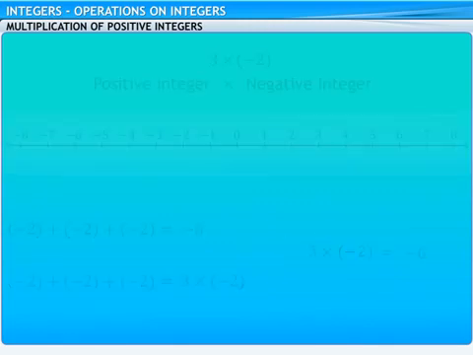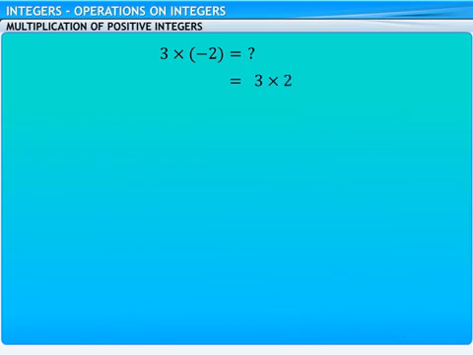Let's now find the product of 3 and minus 2 without using the number line. For this, you just need to multiply the two numbers as whole numbers and place the minus sign in front of the result. So you have seen that a positive integer multiplied with a negative integer gives a negative integer. Let's mark this as result 1.